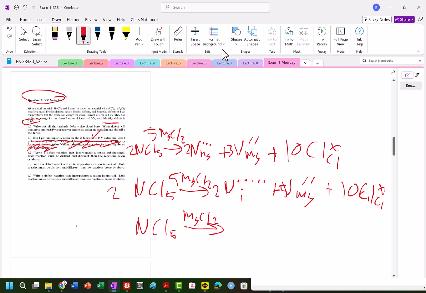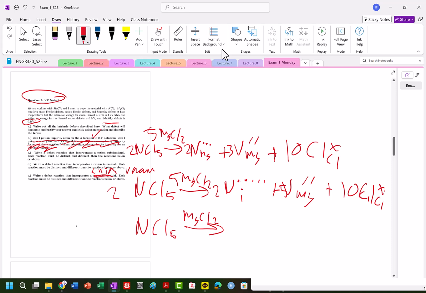We need a... This needs to be an anion. And I'm opening up my computer right now because I want to make sure that I don't have this mistake. Let me fix this little error. Cation interstitial. We need, let's do an anion vacancy. So this needs to be an anion vacancy.